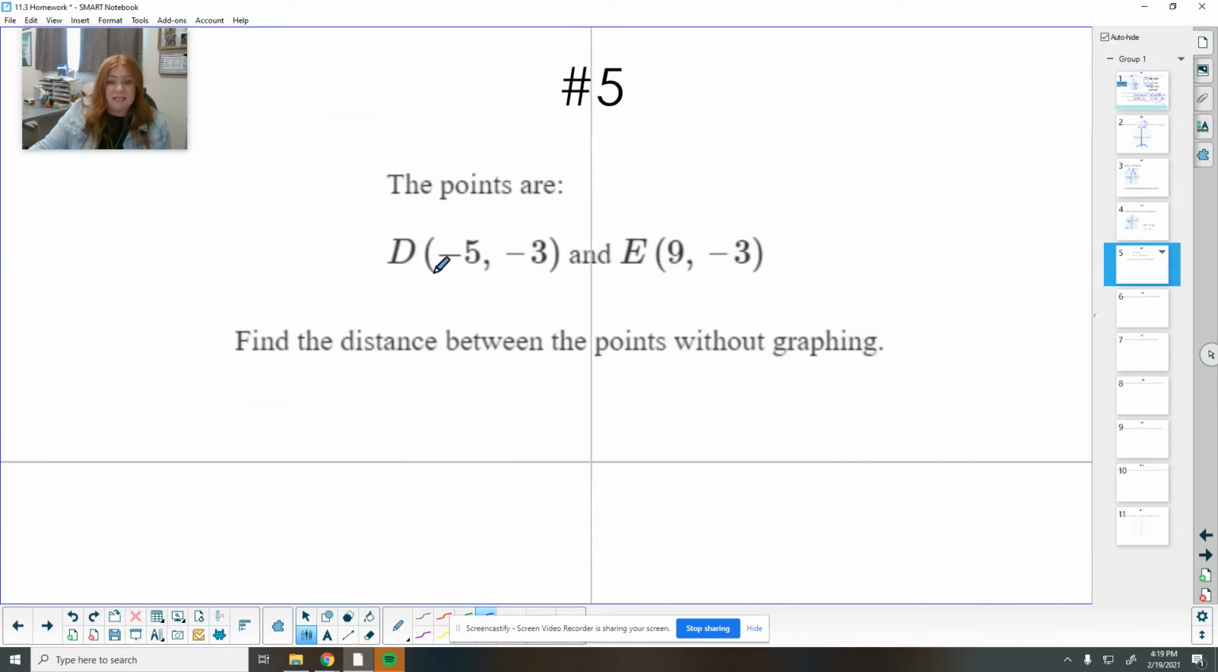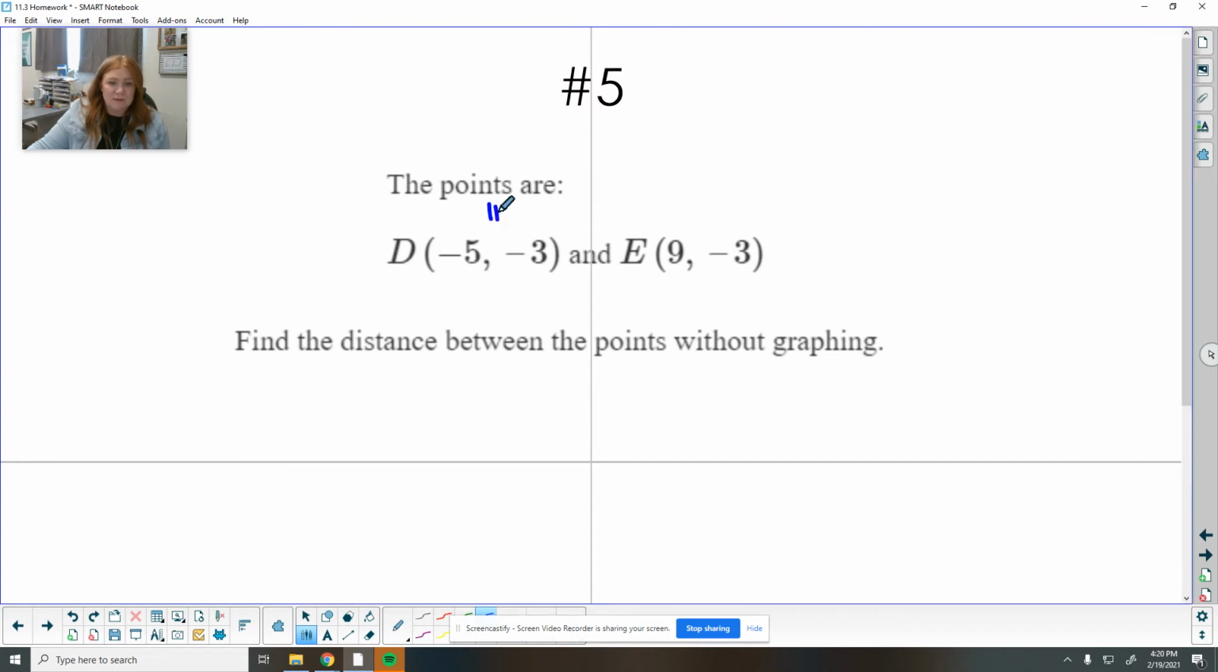Number 5 has these points, and we want to find the distance without graphing them. So we don't have a graph, so we need to think about where these are. D, I'm just thinking in my mind, is going over to the left and down, so I know I'm in quadrant 3. And then here we're going over to the right and down 3, so this is in quadrant 4.